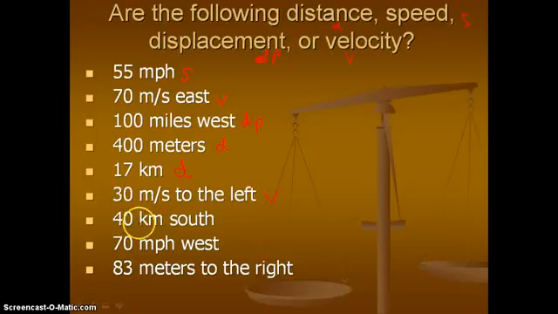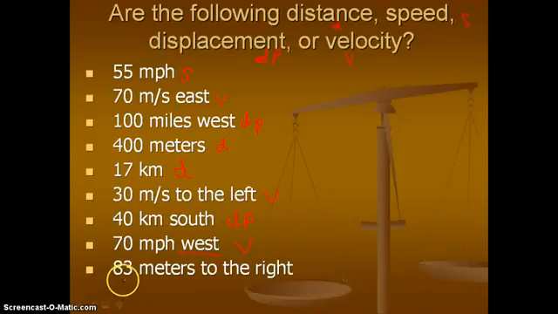How about 40 kilometers south? So kilometers is distance, there's no time unit, so it's just distance, and then south is a direction. Remember, distance plus direction is going to be displacement. How about 70 miles per hour west? Well, miles per hour, we've got a distance unit and a time unit, so that's going to be speed. And then west is a direction, so this is going to be velocity.